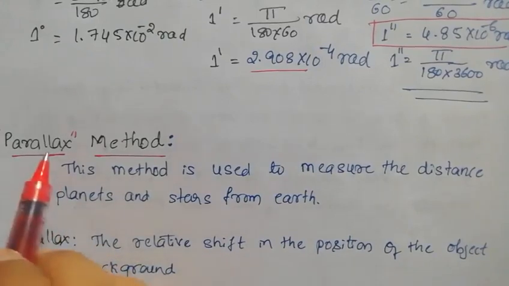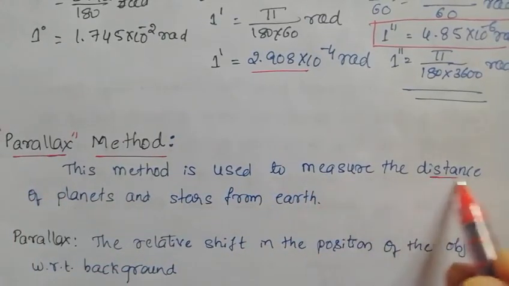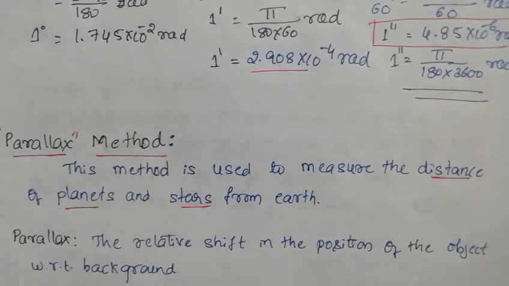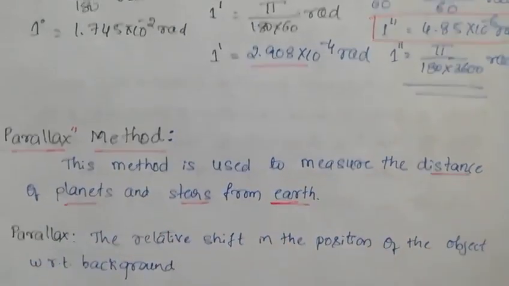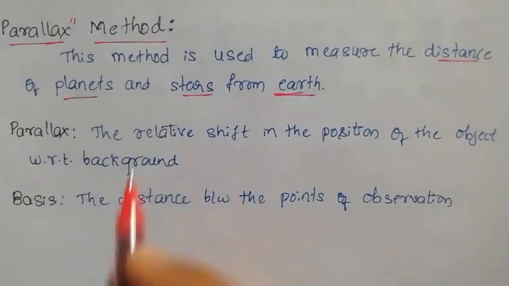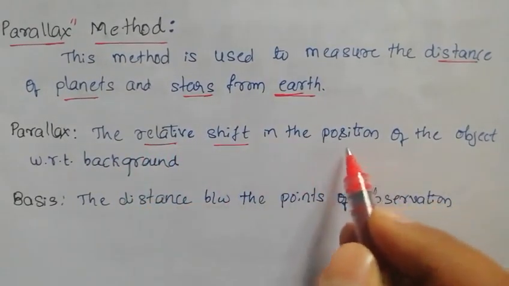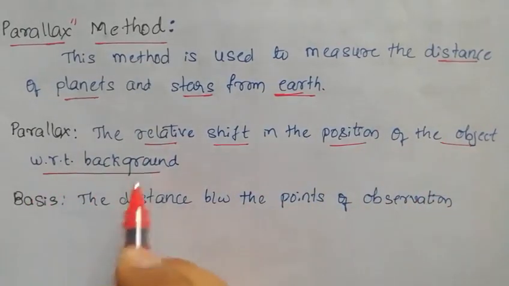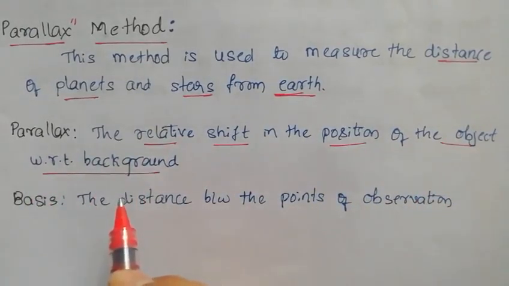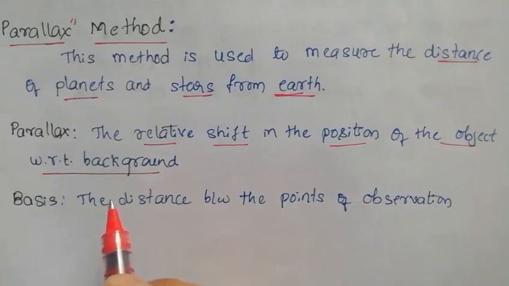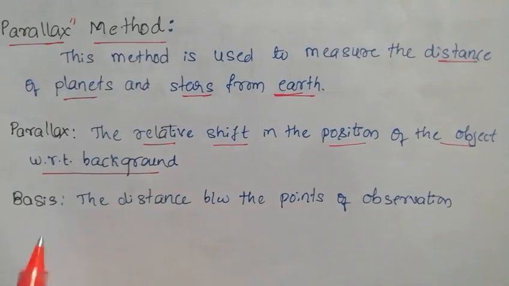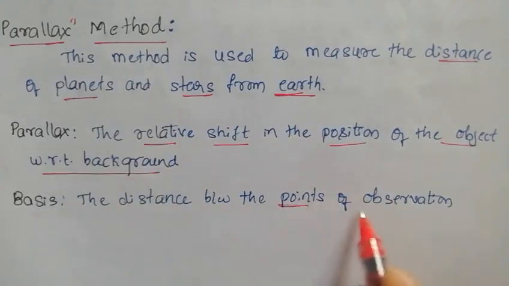Now this method we use to measure the distances of planets and stars from the earth. Parallax means, as we did in the activity, a relative shift in the position of an object with respect to the background. You can pause the video and check once. Definitely the pen will start moving here and there. It shifts, and that's the reason we call it parallax. Now the distance between the two points of observation, one with the left eye and one with the right eye, is what we call the basis. That is the distance between the points of observation.